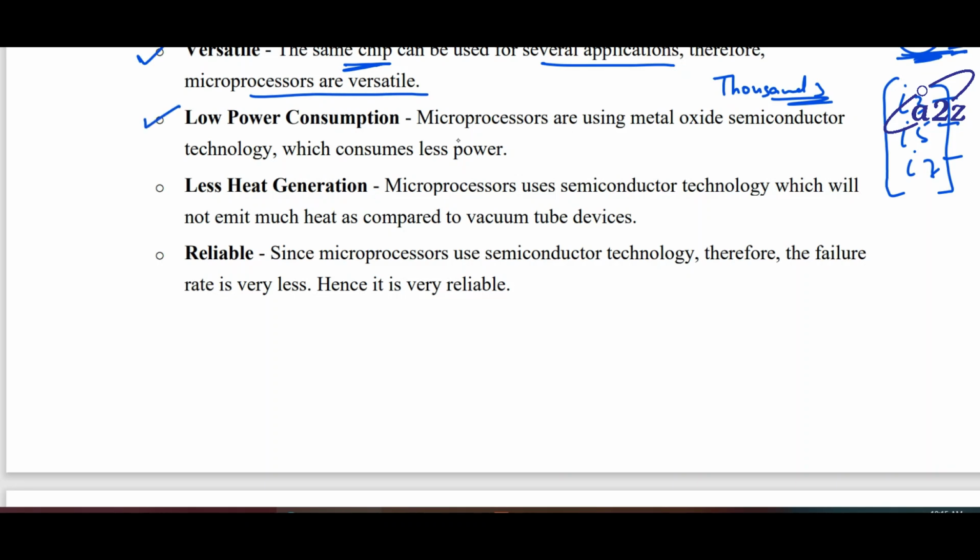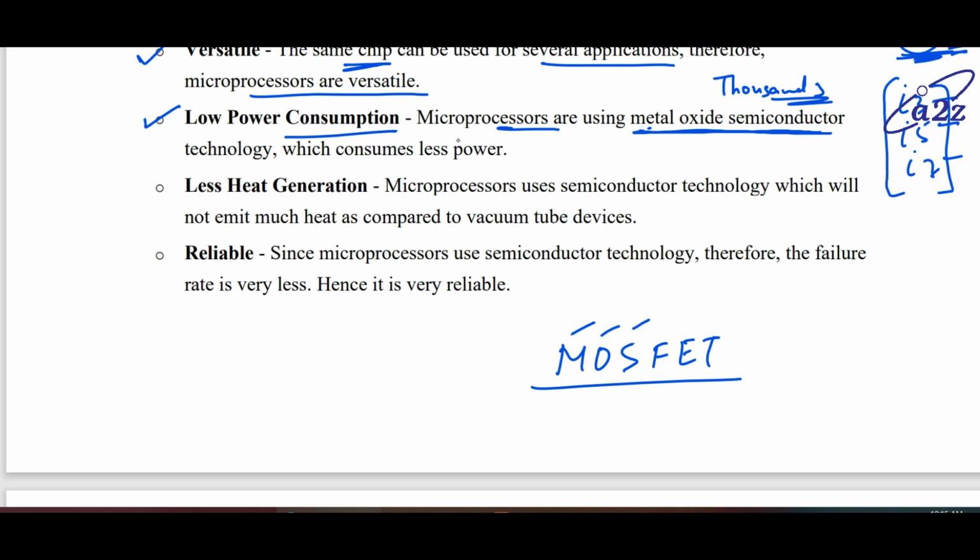Next is low power consumption. Microprocessors are using metal oxide semiconductor technology, known as MOSFET. The meaning of MOSFET is metal oxide semiconductor field effect transistor. Apart from MOSFET, we have TTL and CMOS. These two technologies are used.